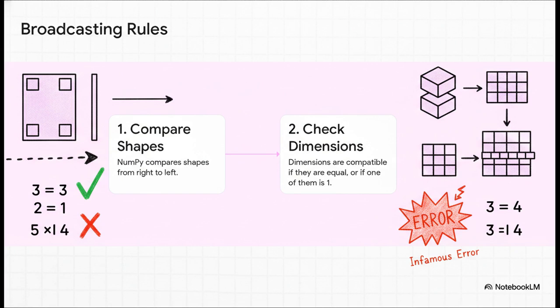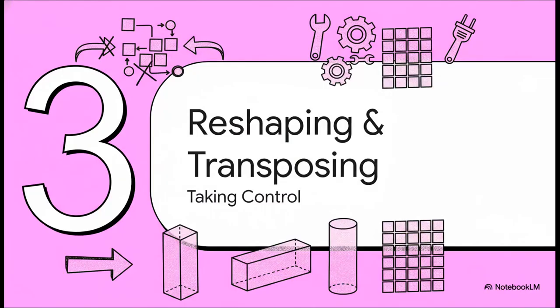But what about our original problem? A 3 and a 4 array? Well, their only dimensions are 3 and 4. They're not equal and neither one is 1. That's why we get that error. Okay, so broadcasting is great, but what happens when the shapes are just plain incompatible? Well, that's when we have to step in and take control.